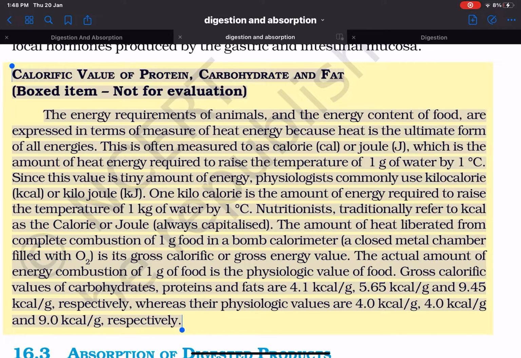The amount of heat liberated from complete combustion of 1 g of food in a bomb calorimeter, a closed metal chamber filled with O2, is its gross calorific or gross energy value. The actual amount of energy liberated by combustion of 1 g of food is the physiologic value of food. Gross calorific values of carbohydrates, proteins and fats are 4.1 kcal/g, 5.65 kcal/g and 9.45 kcal/g, respectively, whereas their physiologic values are 4.0 kcal/g, 4.0 kcal/g and 9.0 kcal/g, respectively.